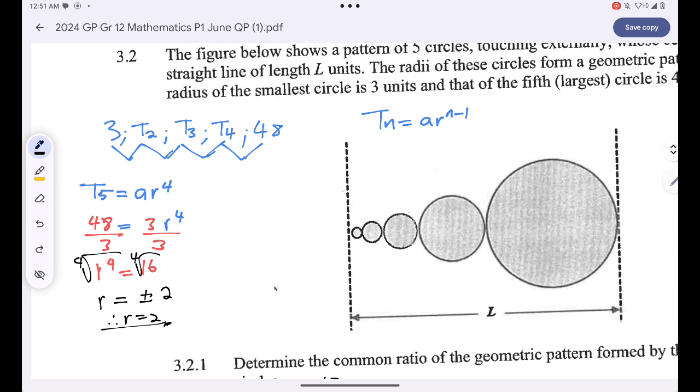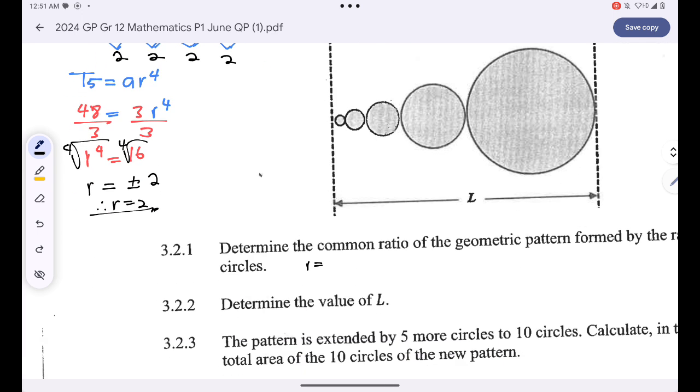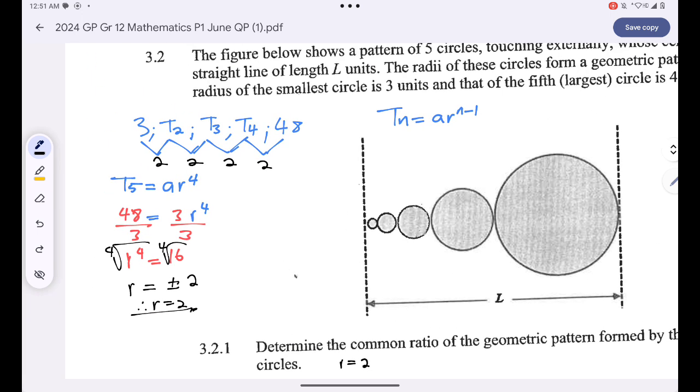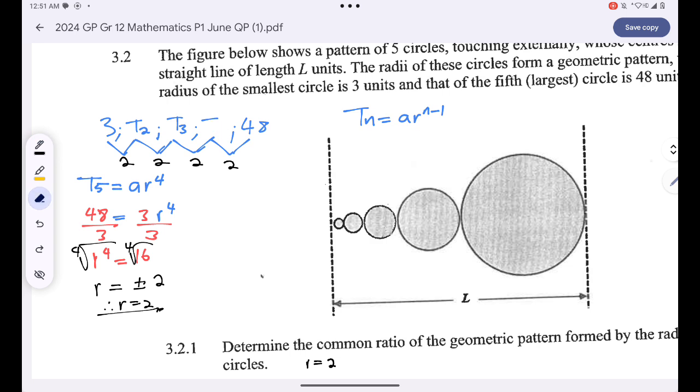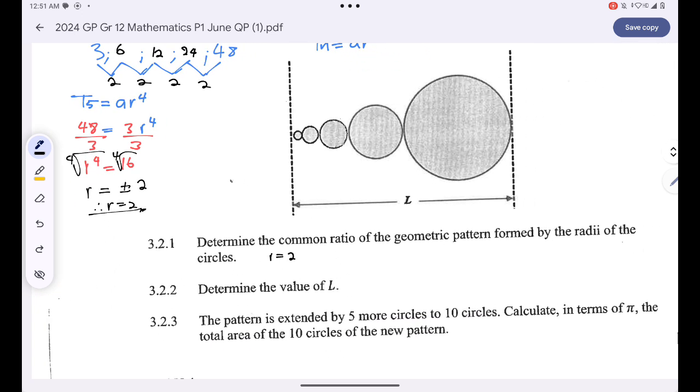The radius cannot be negative, so my common ratio is just 2. So that's my common ratio over there, guys. This simply means that the radius of circle number 2 is equal to 6. The radius of circle number 3 is 12. The radius of circle number 4 is 24, and hence the radius of circle number 5 will be 48.